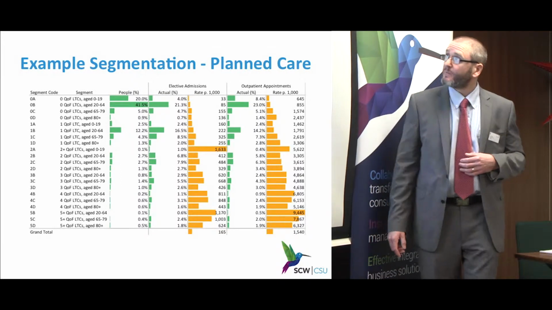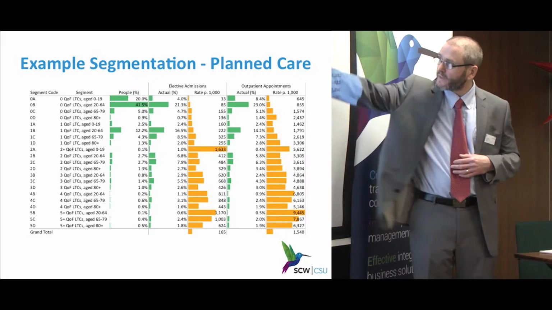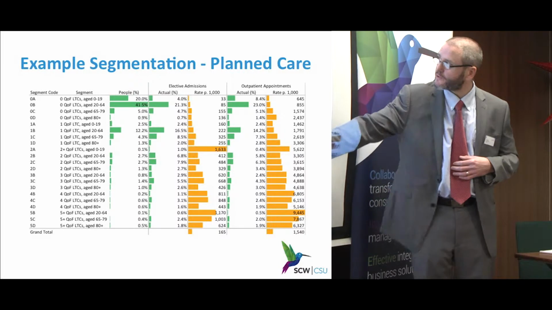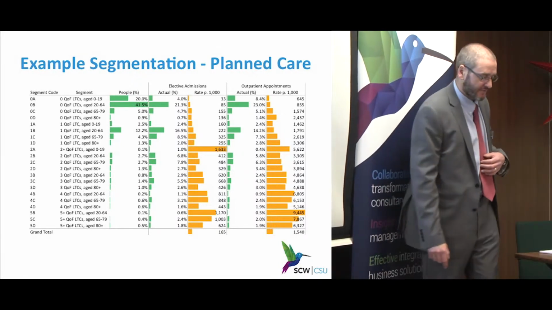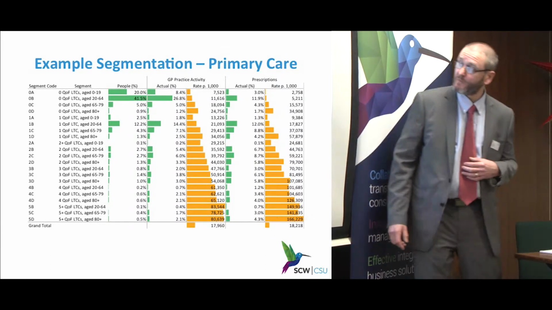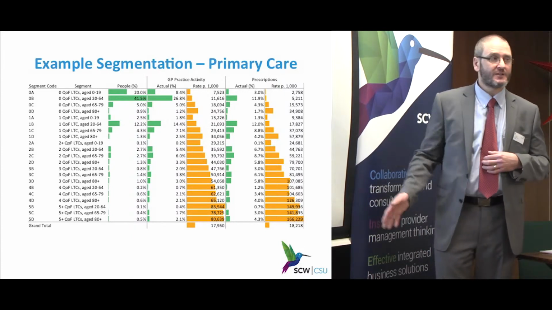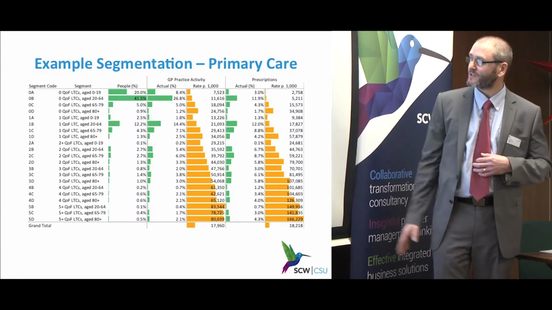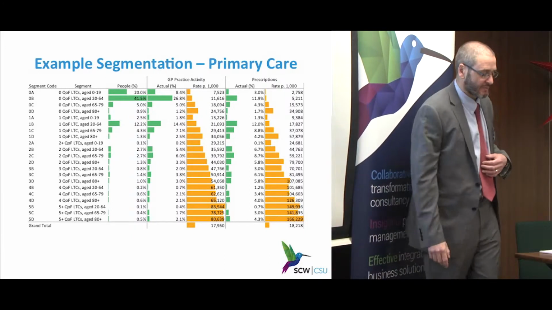And it's exactly the same pattern in planned care. That's elective admissions in that first column. So again, very, very distinct, low rates through to high rates. And again, in outpatient appointments, low rates through to high rates. And it's exactly the same again in primary care. In fact, the pattern is probably even more distinct here. As an analyst, we all like nice, neat patterns, and it's almost a perfect curve, moving from least multimorbid to most multimorbid.